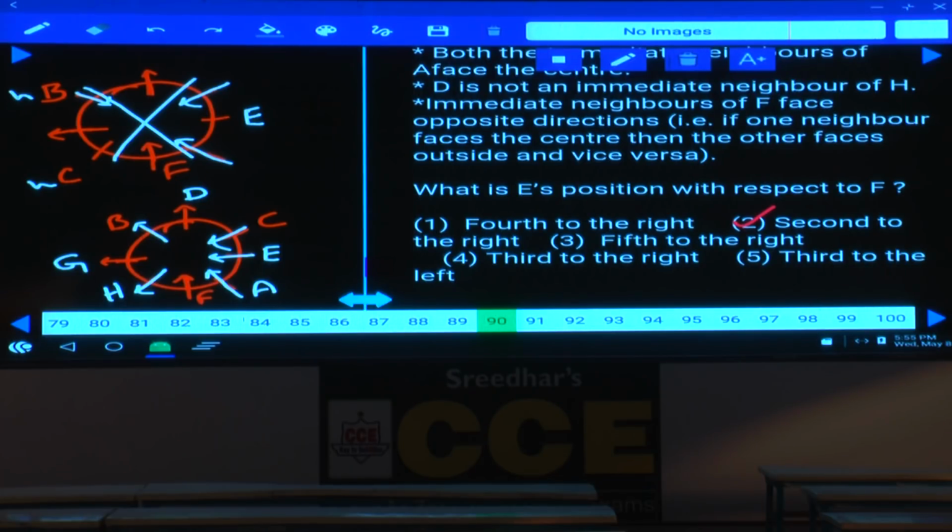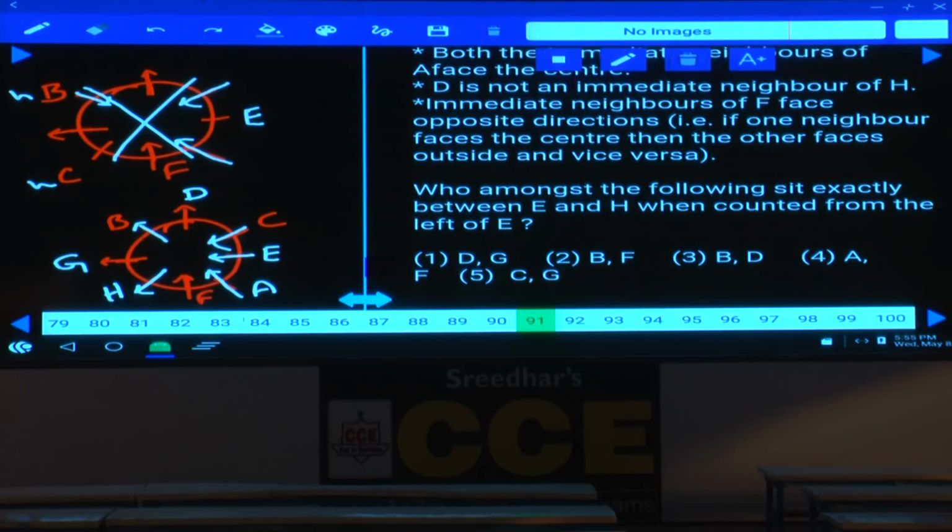Now finally we are left with what? 82 to 86, and 91 onwards. Now question number 91, one more question is there. Who among the following sit exactly between E and H? Exactly between E and H, tell me who is that person here? A and F, that is choice 4.